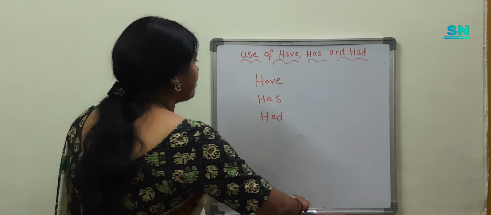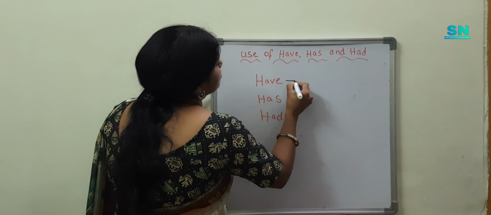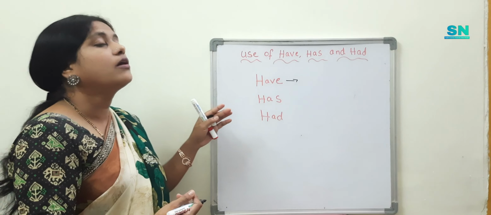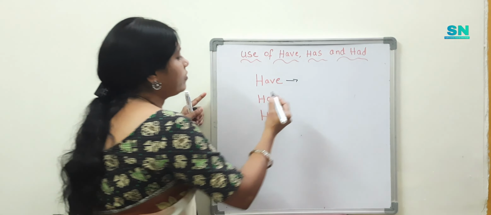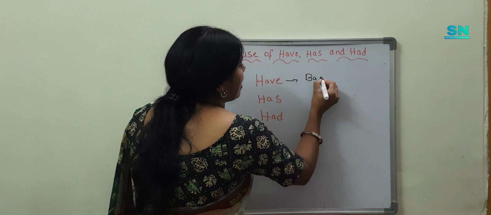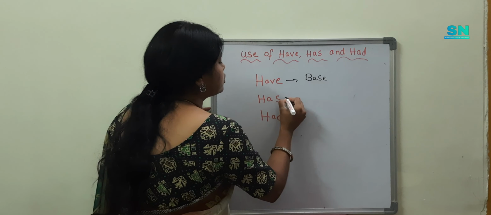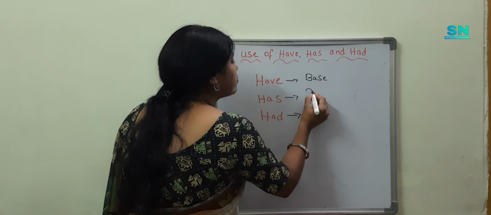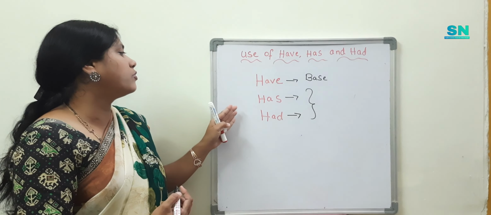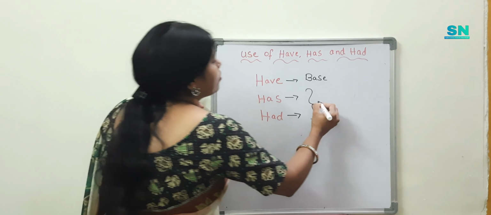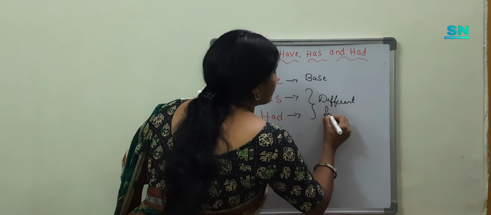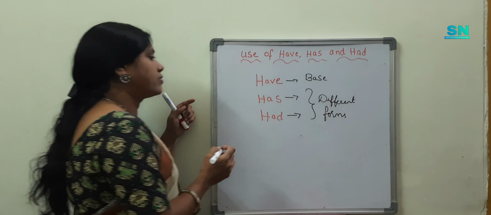So, to tell about have: it is a base form of the verb. The previous video already told you what the base form or present form of the verb is. It is also an irregular verb, one of the forms of the irregular verb. And these two are different forms of the verb have.